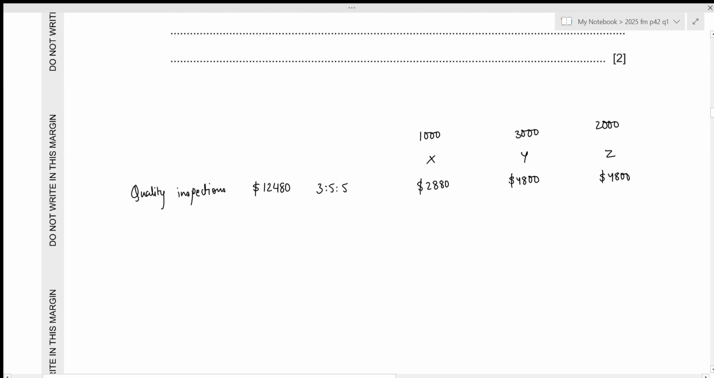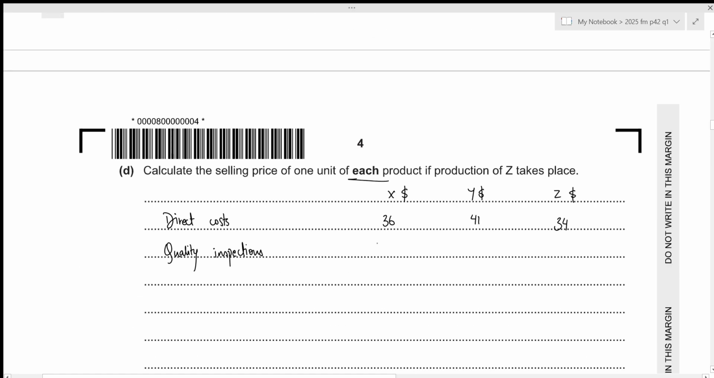Now for the per unit value, we will just have to divide X by 1,000, divide Y by 3,000, and divide Z by 2,000. For X, this will result in the value of 2.88. For Y, this will result in the value of 1.6. For Z, this will result in the value of 2.4. Let's write it down. So that's 2.88 for X, 1.6 for Y, and 2.4 for Z. Now we will repeat the same process for our machine setups as well.